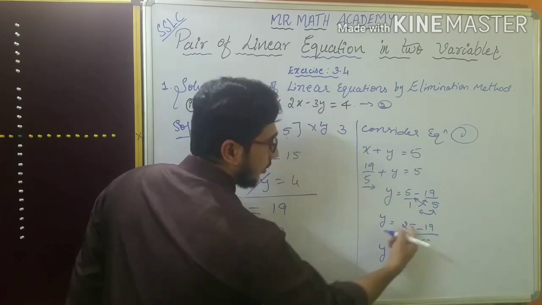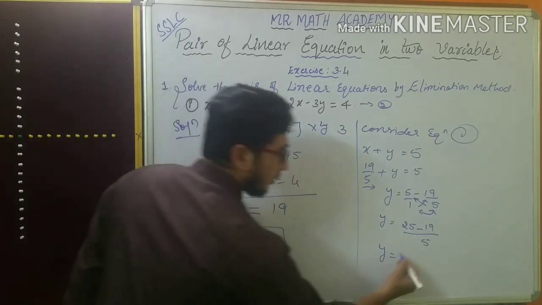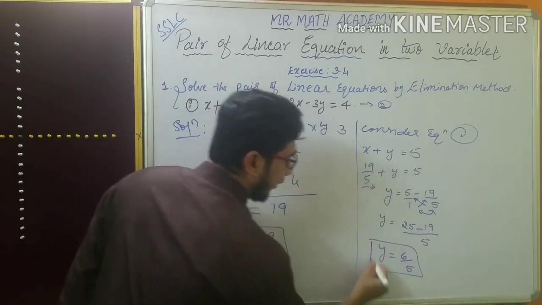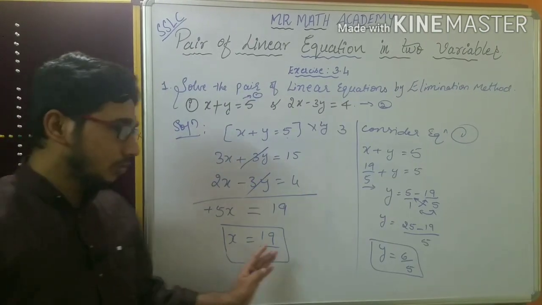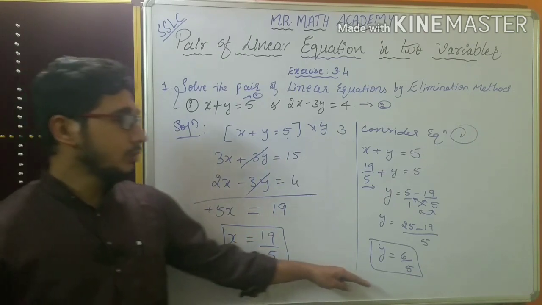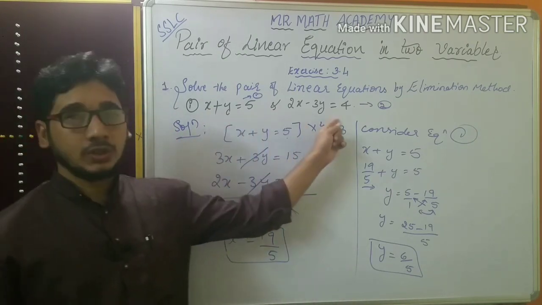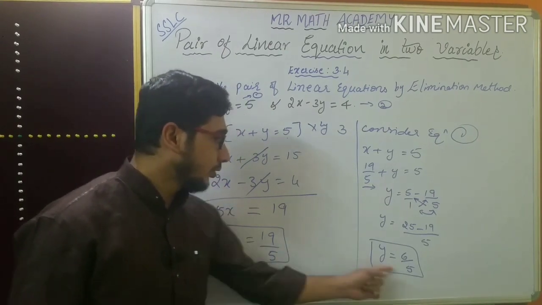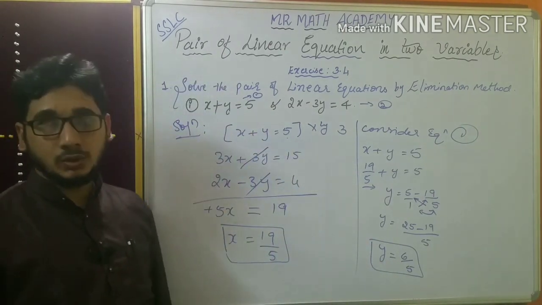So y is equal to 25 minus 4, how much? 6 by 5. This is the value of y. So we got x is equal to 19 by 5, y is equal to 6 by 5. This is the solution of this equation. What does it mean? If you use this x value and this y value, you will get this solution.